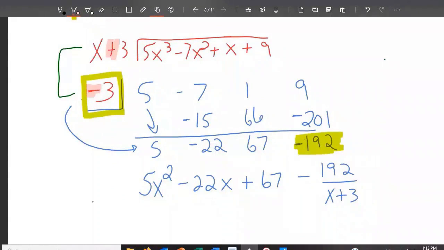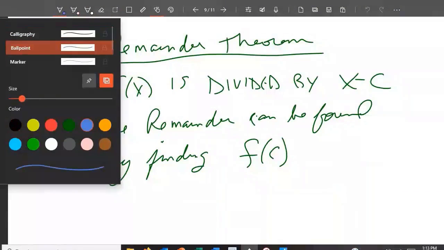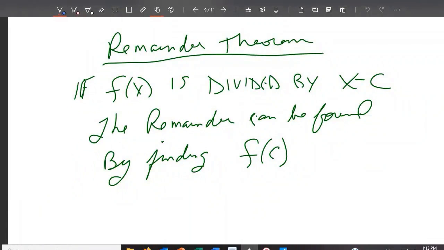Sign changes. Now, I want to talk about something called the remainder theorem. Remainder theorem says if you're dividing a function, in this case a polynomial, by this, it has to have this form, x minus c, we can find the remainder only by plugging c in the function. Sometimes I may want to know what the remainder is. I don't care about anything else, just the remainder. So instead of going through all the synthetic division, we could just evaluate the function for whatever c is.